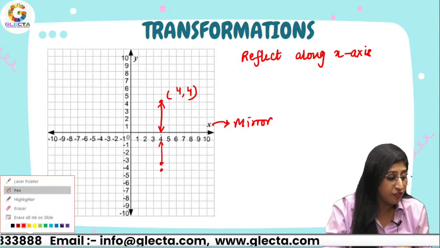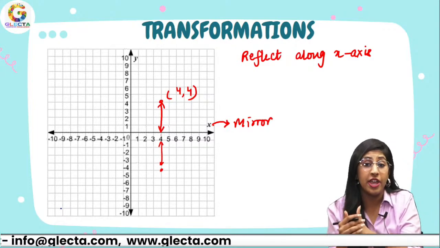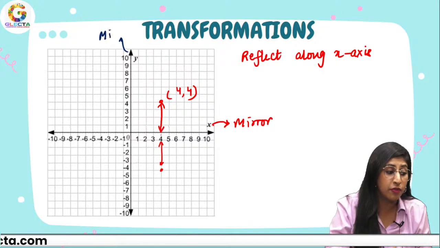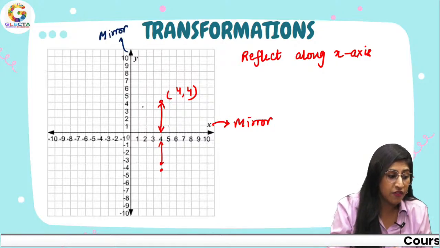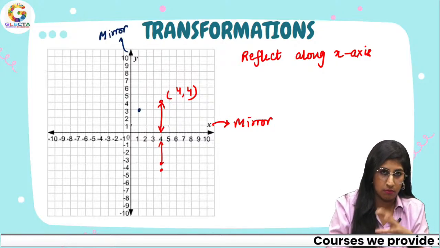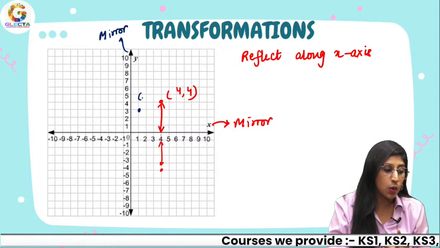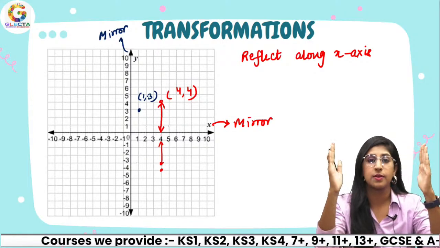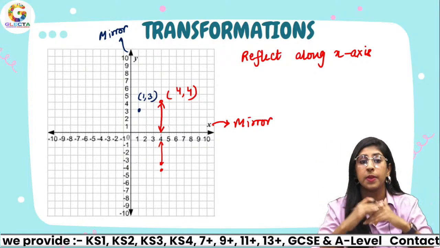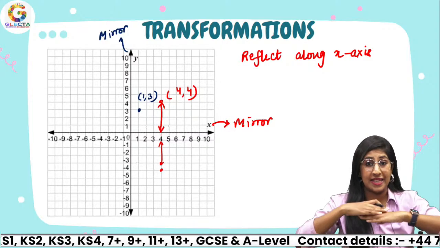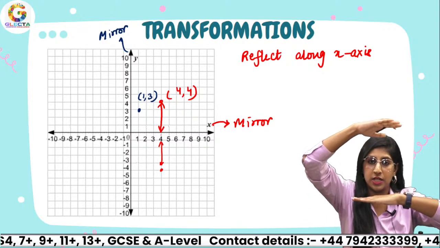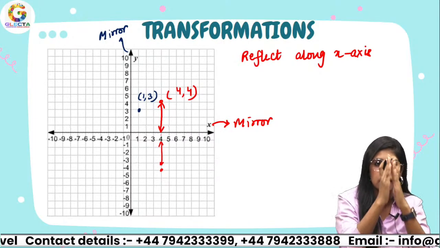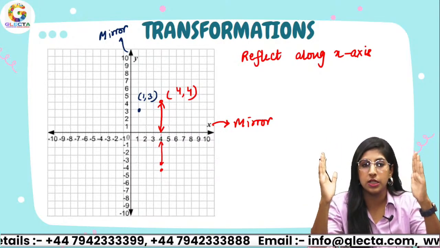Similarly, if I am reflecting along the y-axis, that is if you are taking the y-axis as the mirror line, then if I have, let's say, this coordinate, which is 1, 3, reflect it along the y-axis. See the horizontal distance. When you are reflecting along the x-axis, you are seeing the vertical distance, and when you are reflecting along the y-axis, you are seeing the vertical distance.